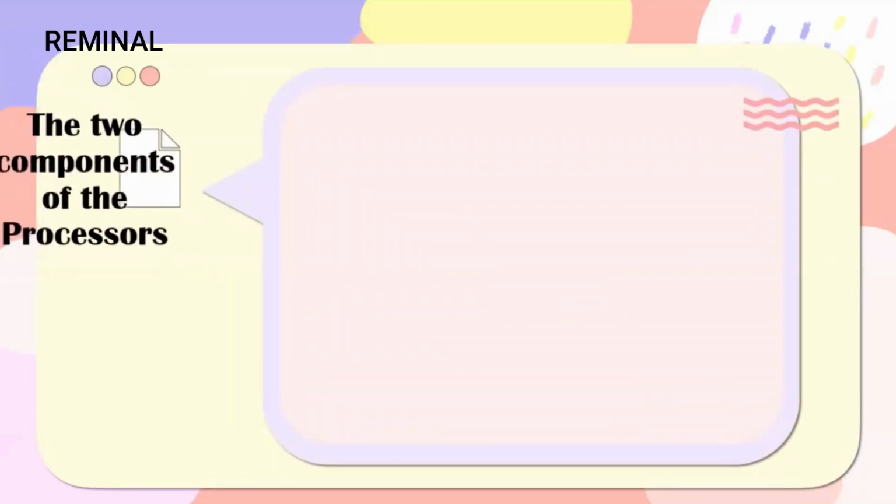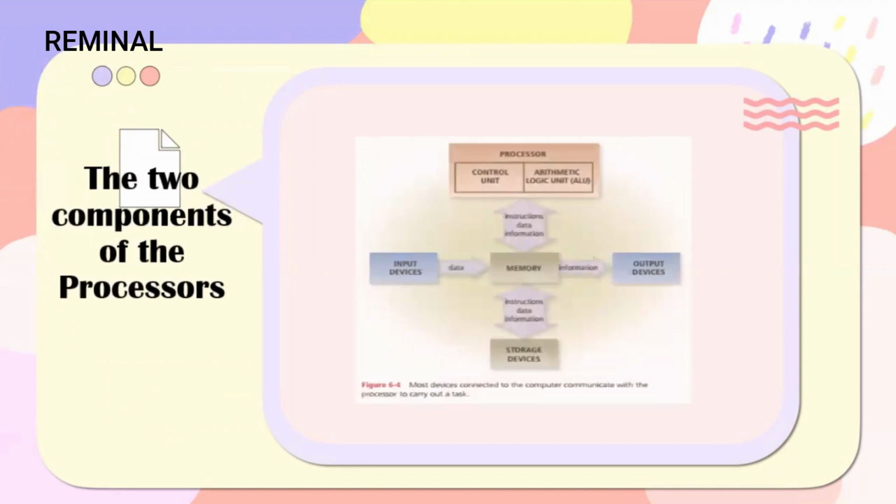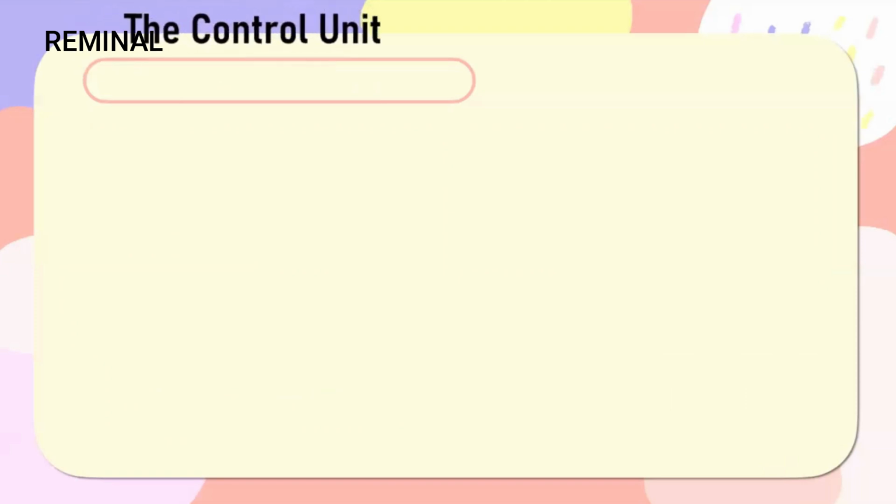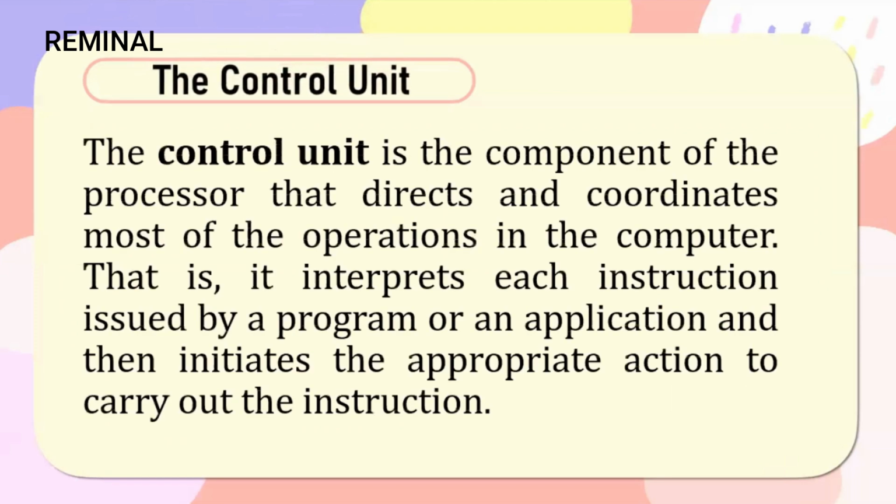Merong dalawang components ang processors. Ito yung control unit and arithmetic logic unit or ALU. The control unit is the component of the processor that directs and coordinates most of the operations in the computer. Ito yung nag-i-interpret sa mga instruction issued by a program or application and then initiates the appropriate action to carry out the instruction.